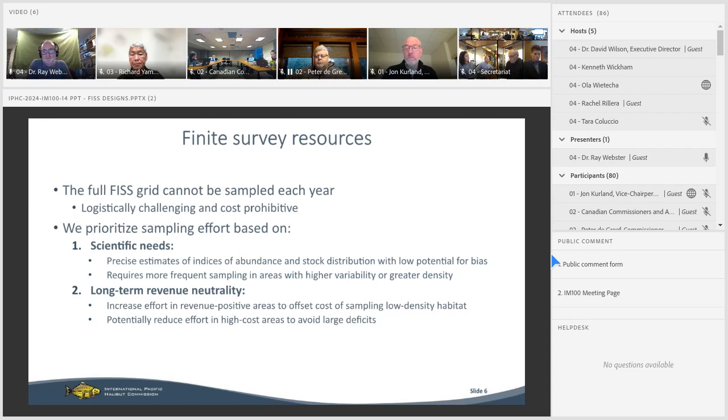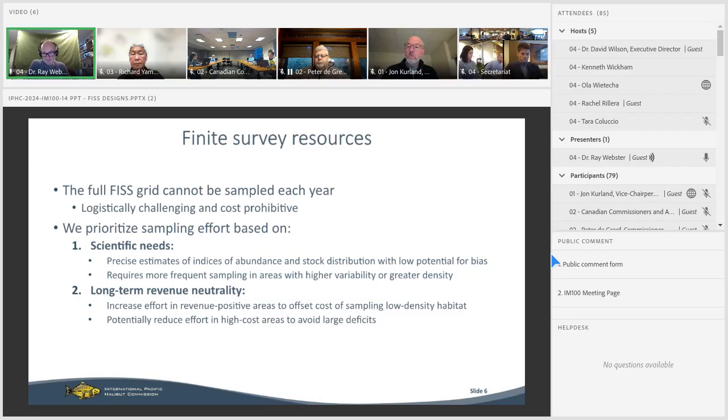So we cannot fish the full FIS grid each year. It's logistically challenging and cost prohibitive. So we prioritize sampling effort based on scientific needs. We want precise estimates of the indices of abundance and stock distribution with a low potential for bias. And that requires more frequent sampling in areas with high variability or greater density. And we have a goal of long-term revenue neutrality: increase effort in revenue positive areas to offset cost of sampling in less dense habitat, and potentially reduce effort in high-cost areas to avoid large deficits.